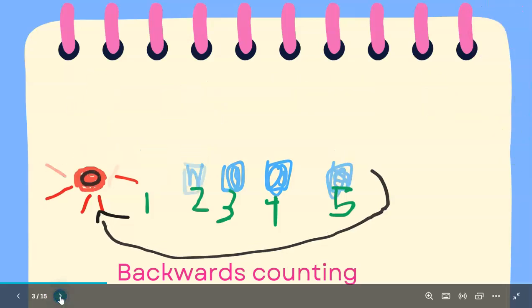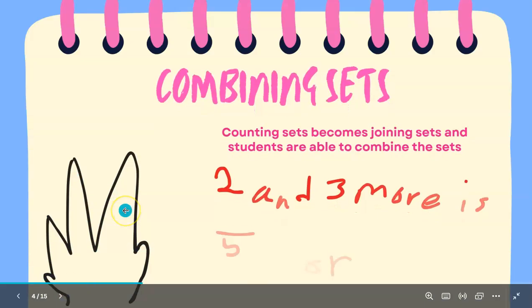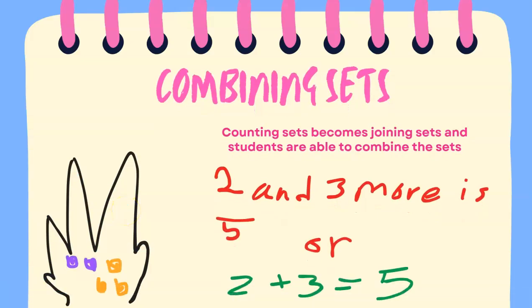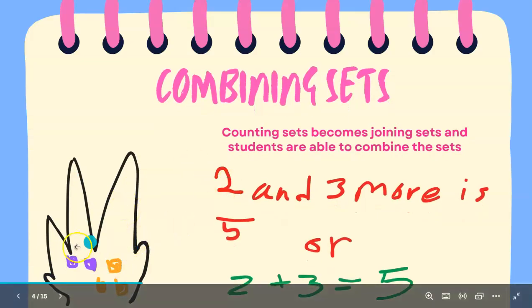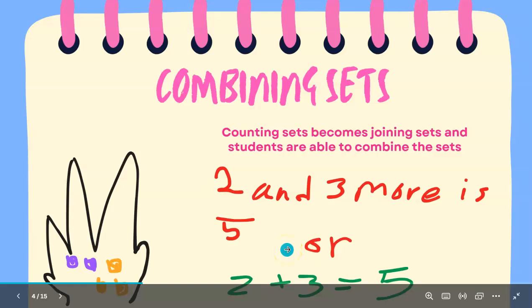And as students begin to work on counting, they also begin to count sets, as here a student has one set of 2 in one hand and one set of 3 in the other. And they're not able to put these two sets together yet, because there'll always be a set of 2 and a set of 3. But then as students move on from counting sets, they begin to move on to joining sets. And so they're able to combine the 2 and the 3, and the 2 and the 3 become 2 and more is 5, or 2 plus 3 is 5.